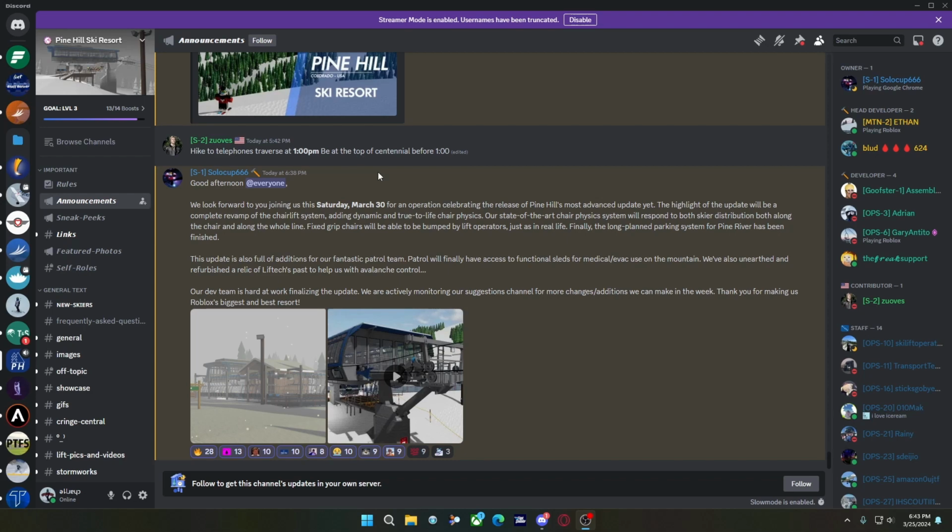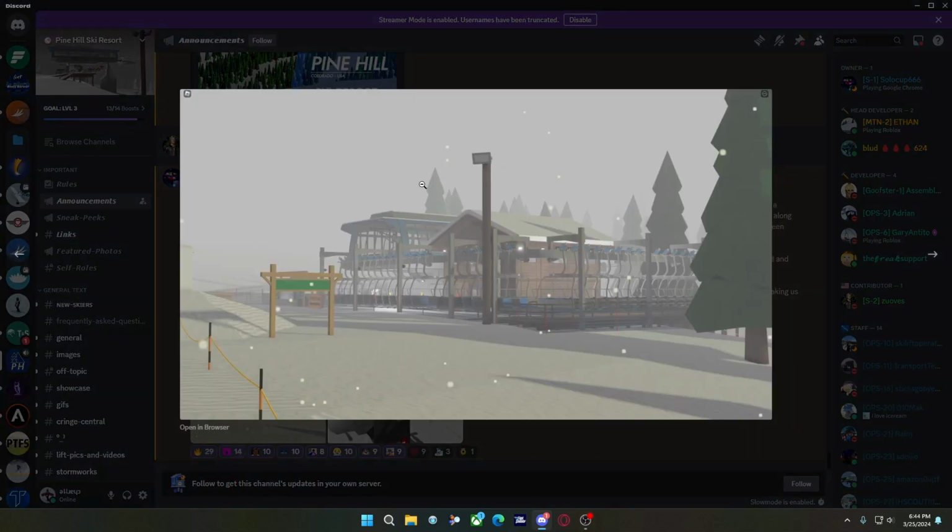But the highlight of the update is this complete revamp of the chair system. You know, dynamic chair swing. And the funny thing is, just today I was thinking about how they could implement it, because I know TNS has it. And the parking system. Look at this parking system.